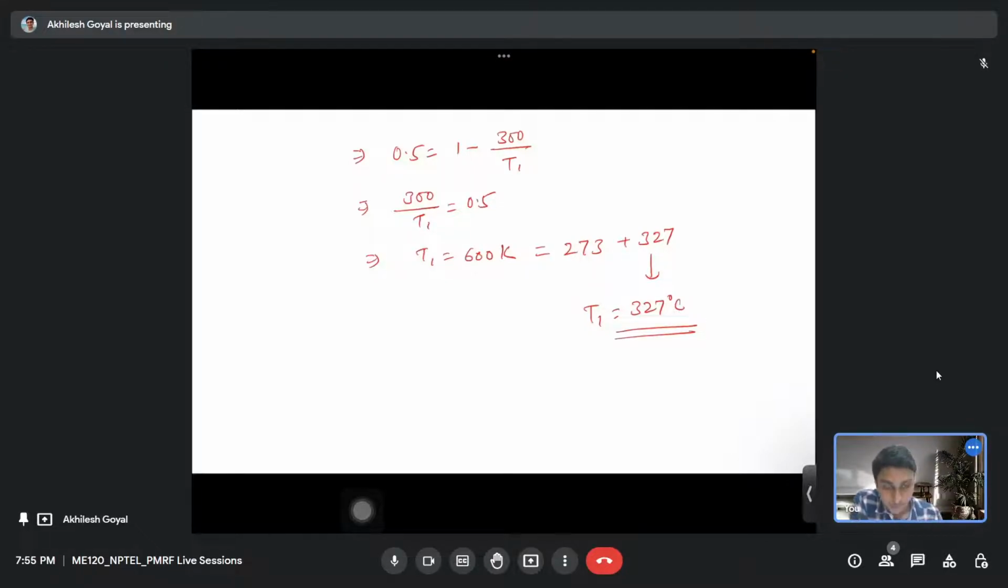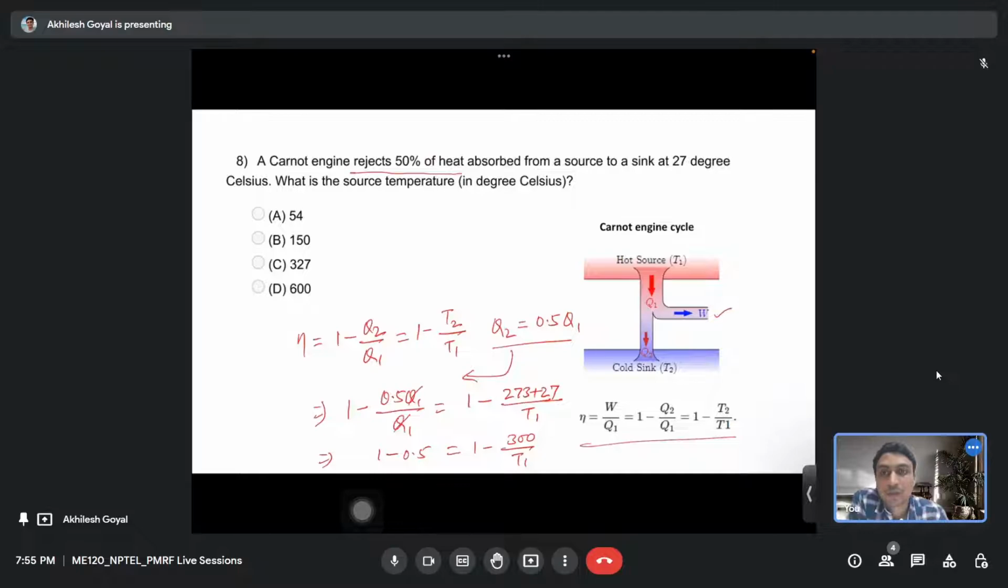So in the question, what is asked is the source temperature. So the source temperature is 327 degree centigrade. So this Carnot engine is taking heat from the source at temperature 327 degree centigrade and rejecting 50% of the heat to the sink at 27 degree centigrade. Okay.